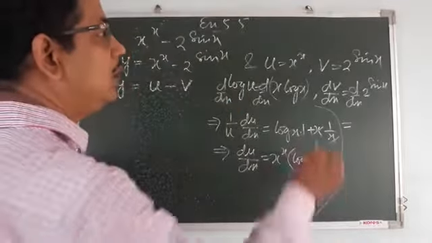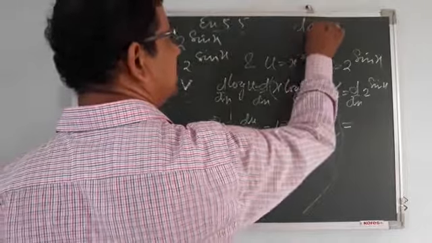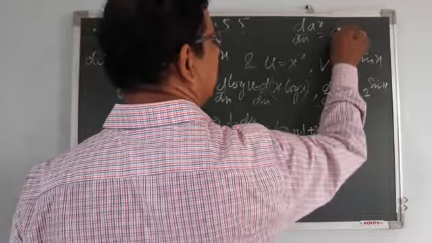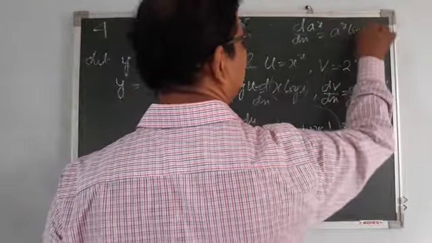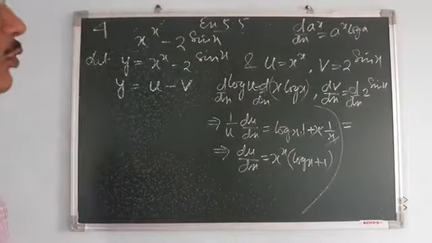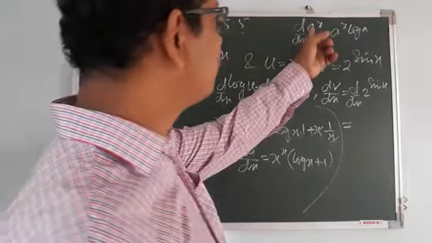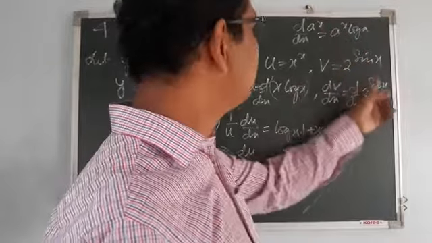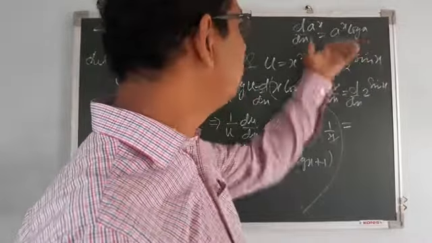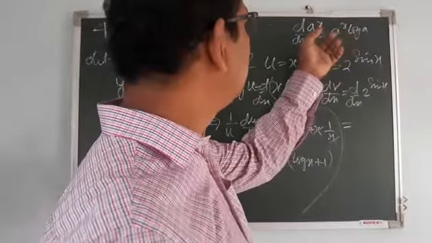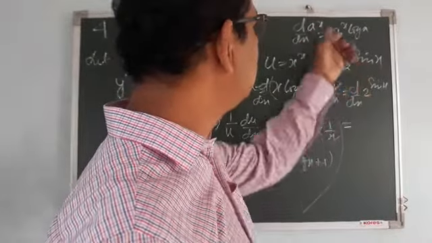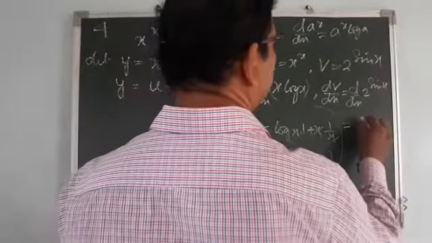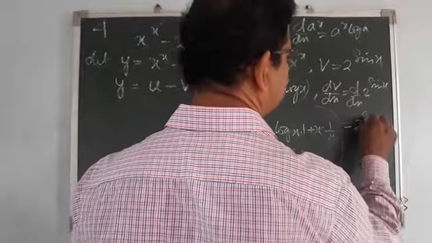Here you see dv dx is this. Now we have one formula, d of a to the power x is a to the power x log a. Base of course it is e. With that concept, a here is 2, x replaced by sin x. So what we have to do? We can use this one. Why can you use it? Because a is here 2, in place of x is sin x. So we will write 2 to the power sin x.